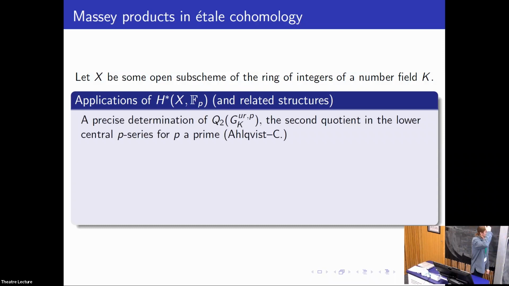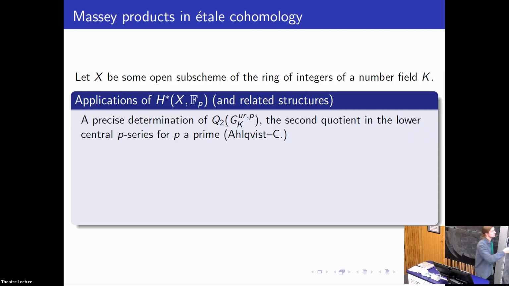So one application is that you can write down a presentation for the second quotient of G_K^{ur,p}. By the way, I should tell you the notation: K^ur is the maximal unramified extension of K, and K^{ur,p} is the maximal unramified pro-p extension. G_K^{ur,p} is the Galois group of that extension. That's what this notation means. Is the notation clear to people? Okay, good.